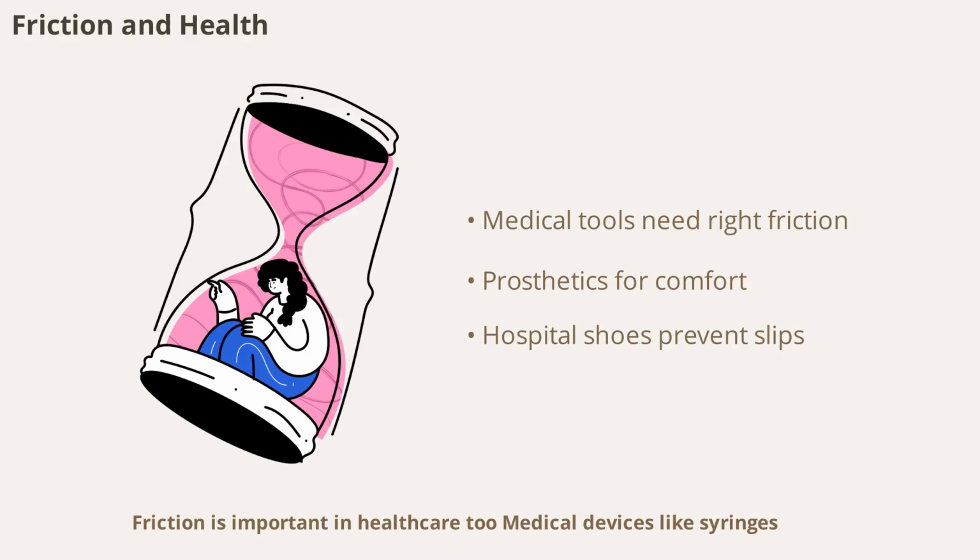Friction is important in healthcare too. Medical devices like syringes, prosthetics, and surgical tools are designed to have just the right amount of friction for safety and comfort. Even the soles of hospital shoes are made to prevent slipping. Proper friction ensures better outcomes and patient safety.